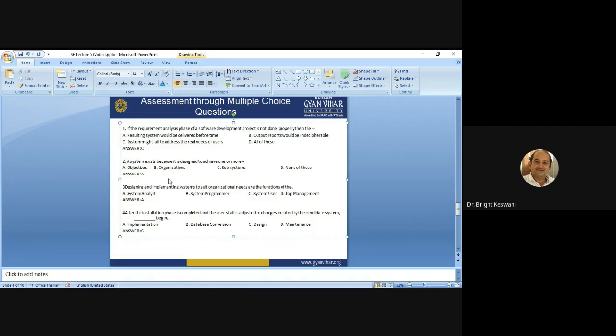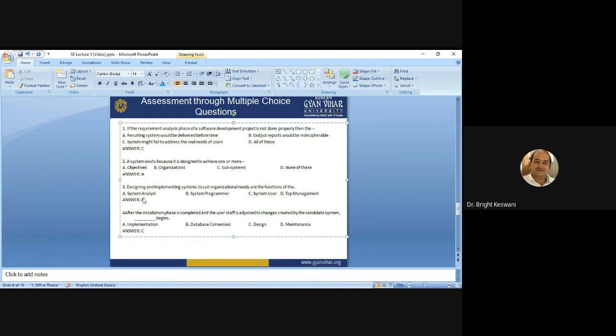Okay. Secondly, in the second question, a system exists because it is designed to achieve one or more what? One or more objectives, or one or more organizations, or one or more subsystems, or none of these. So the answer is objectives. A system exists because it is designed to achieve one or more objectives, because one is the main objective, and there are several objectives of a software system.